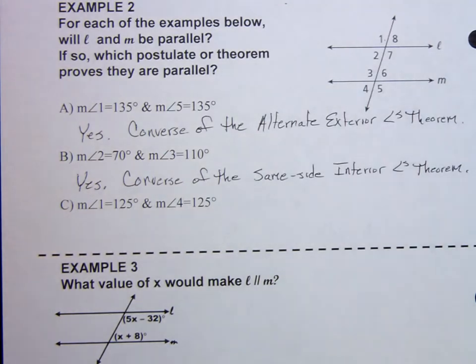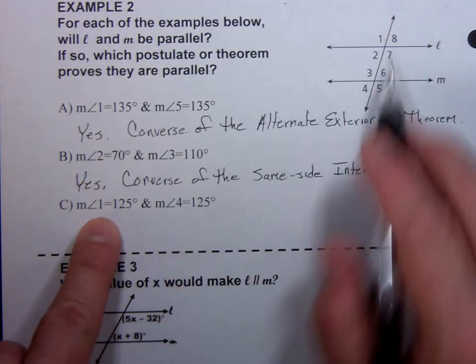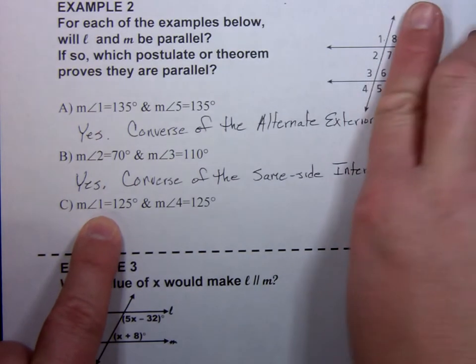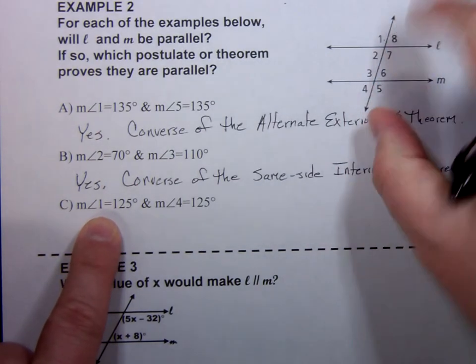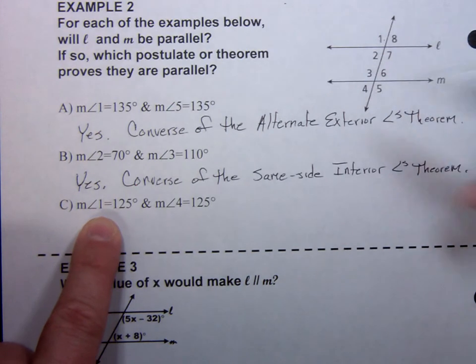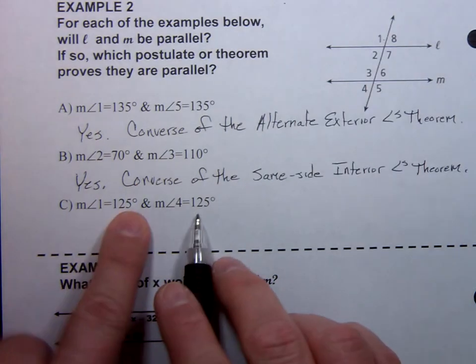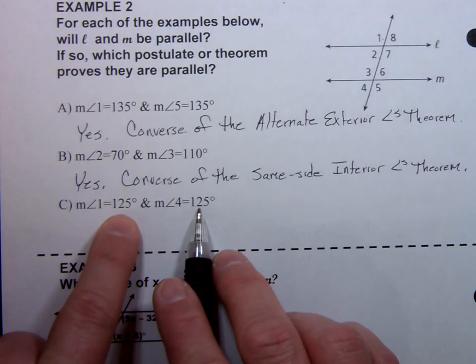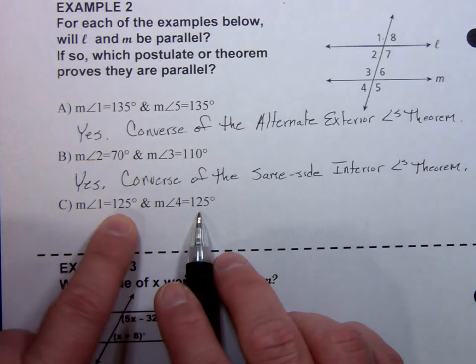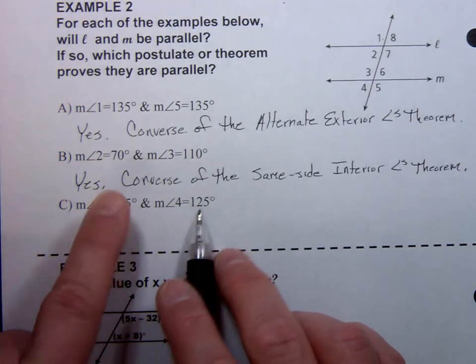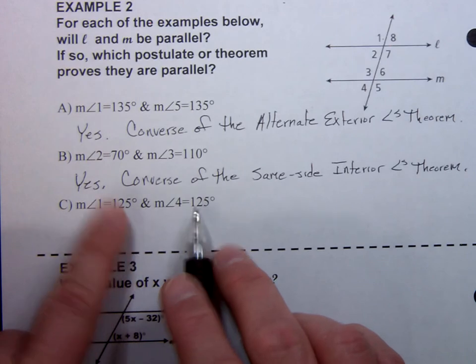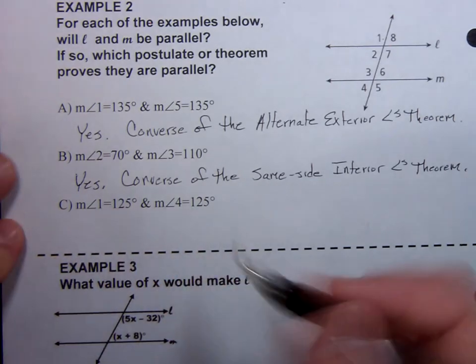All right, let's look at angles 1 and 4. Angles 1 and 4 are on the same side of the transversal, and they're outside the two lines, so those are same side exterior angles. We learned that same side exterior angles have to be supplementary for the lines to be parallel. Are they supplementary? They're congruent, but they're not supplementary. If I add 125 plus 125, it's not going to equal 180. So because those same side exterior angles are not supplementary, that means the lines will not be parallel.